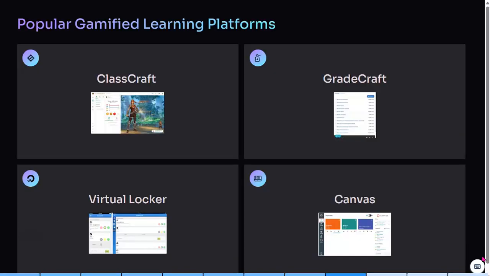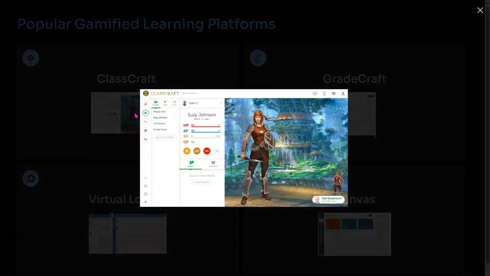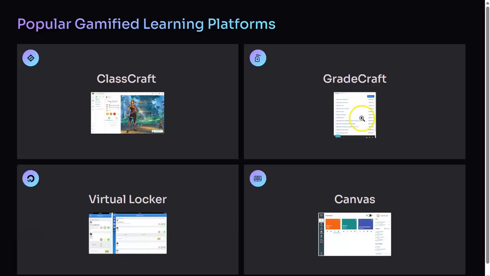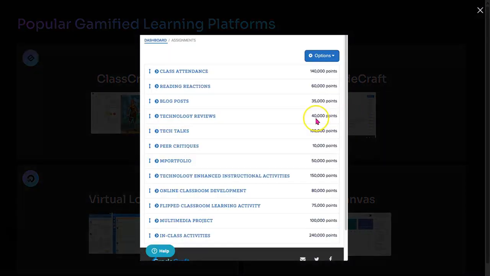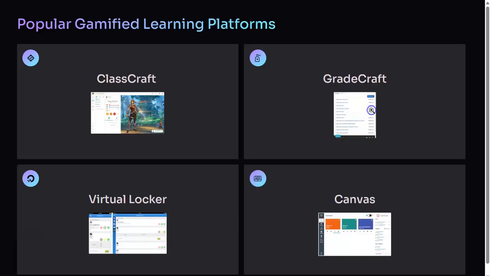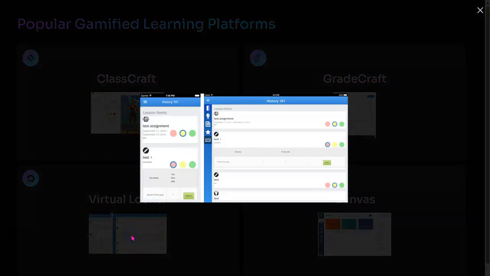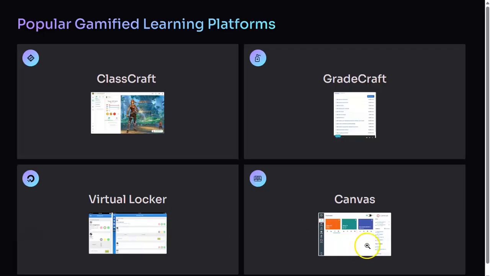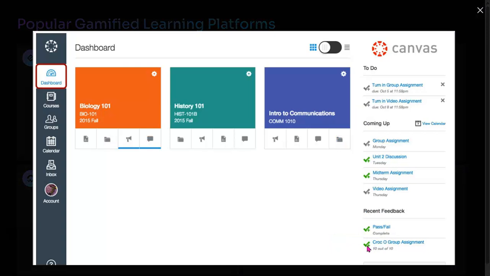Some popular learning platforms are Classcraft. This uses a fantasy style in order to encourage students to earn points by completing assignments. Gradecraft takes mundane assignments and assigns them points to give students a gamification feel. A virtual locker works as a way to help students stay on task and know what they've already accomplished and what needs to be accomplished. And finally, Canvas, which was heavily used in the university and college area but has now extended into K-12.